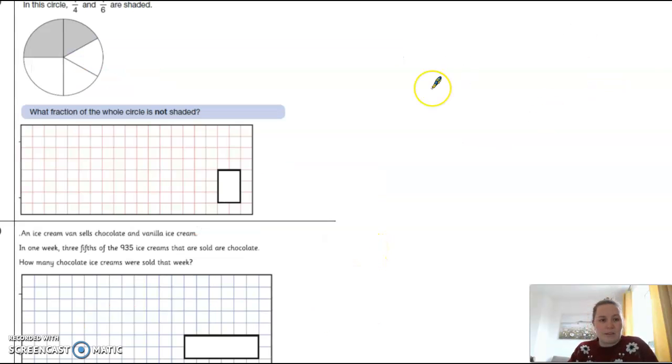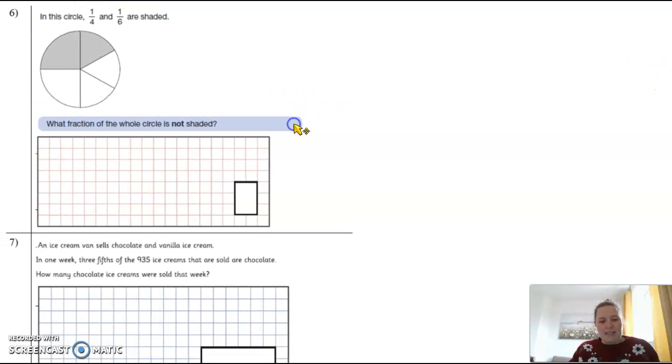Let's look at the last 2 questions. So number 6 said, in this circle, 1/4 and 1/6 are shaded. What fraction of the whole circle is not shaded? Now, really, looking at the picture isn't necessarily helpful here. We're just going to read what we've got. So a 1/4 and a 1/6 are shaded. So let's add those together.